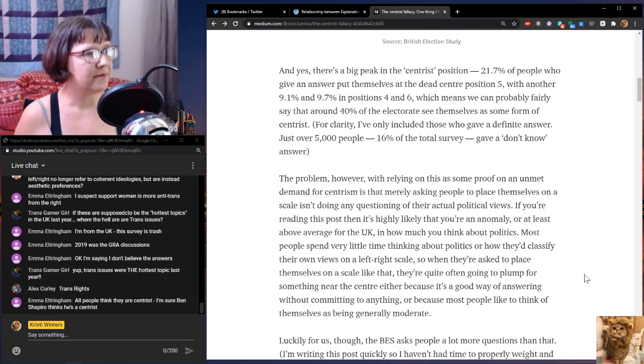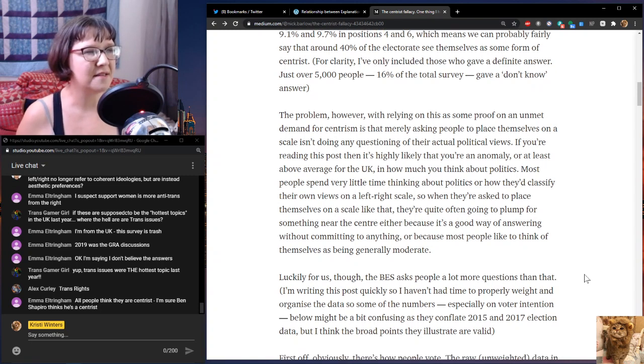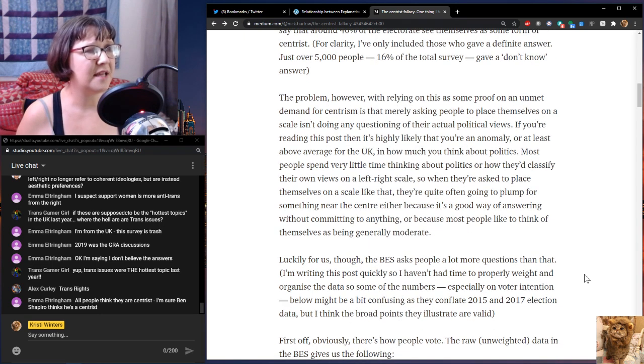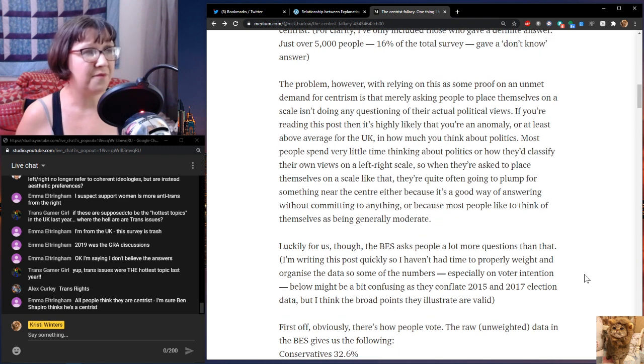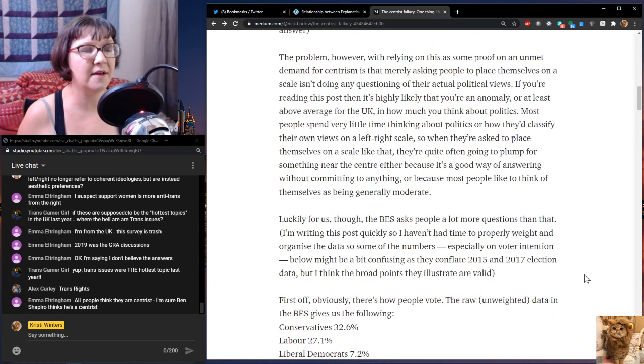The problem, however, with relying on this as some proof of an unmet demand for centrism is that merely asking people to place themselves on a scale isn't doing any questioning of their actual political views. If you're reading this post, then it's highly likely that you're an anomaly, or at least above average for the UK in how much you think about politics. Most people spend very little time thinking about politics, or how they'd classify their own views on a left-right scale.